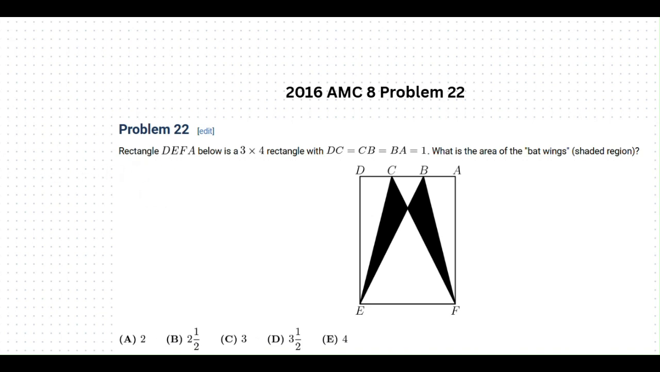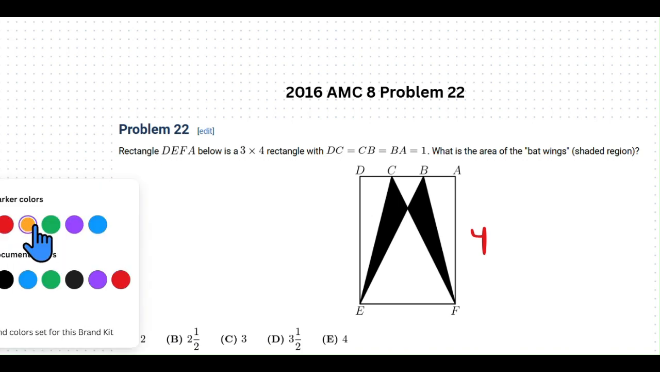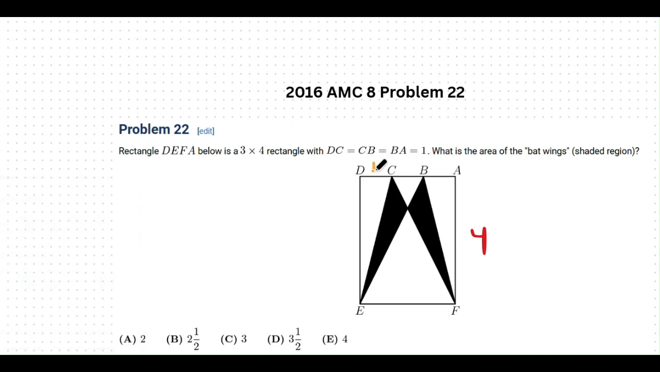Rectangle DEFA below is a 3x4 rectangle. So, we're going to start by labeling this as 4. DC is equal to CB is equal to BA is equal to 1. So all of these right here are 1. What is the area of the black region?